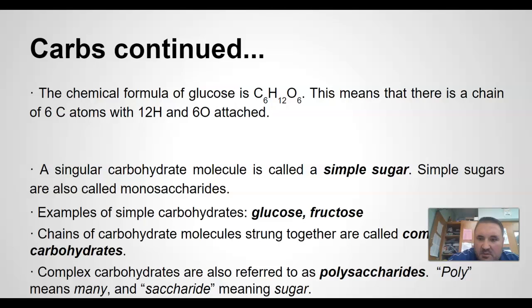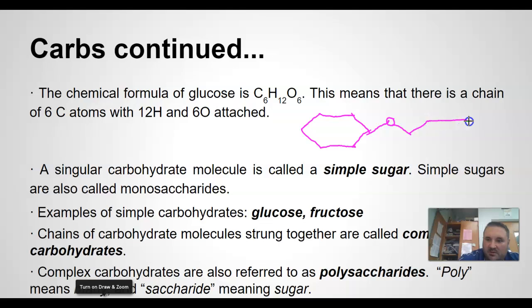What happens in this type of molecule? Glucose, as a chain of carbons, basically forms a hexagonal ring. And these rings can be connected together to make larger and larger molecules. Now, a simple sugar is one single ring.